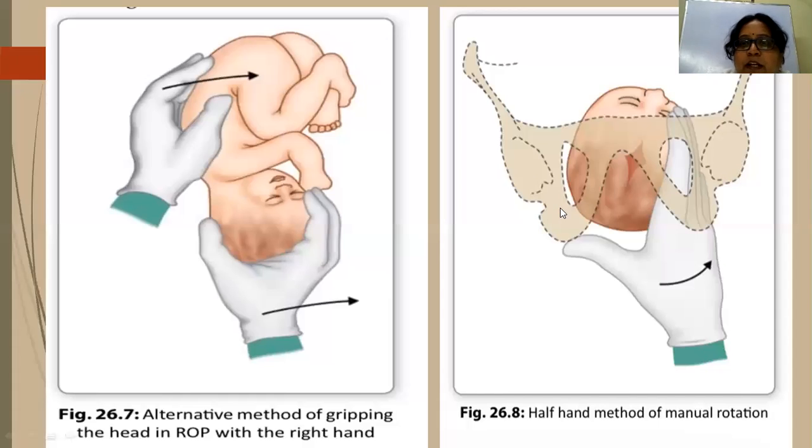Okay, so we have seen how the delivery occurs in the occipito-posterior position. These methods, the half hand and whole hand method, show how you rotate the baby. So any questions, any doubts? Okay, then I am ending my session.